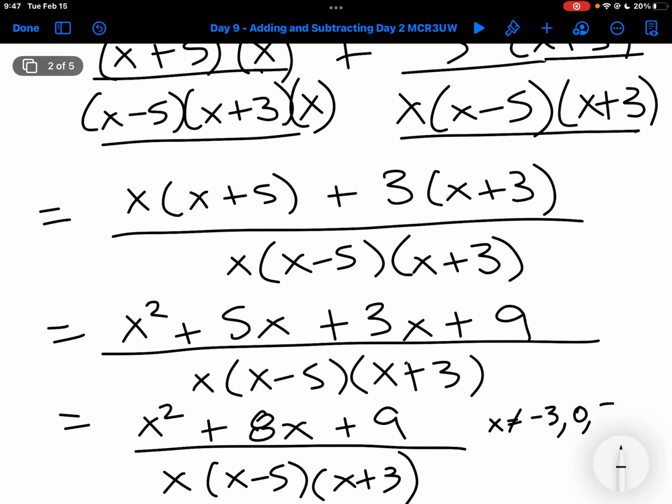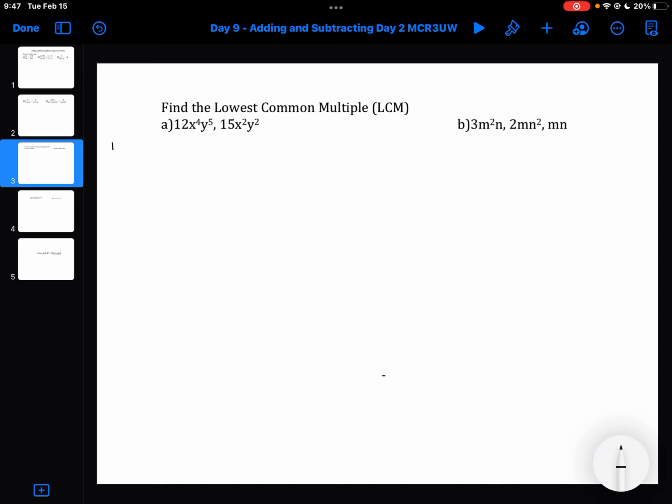The last thing that we're going to practice in this video is finding the lowest common multiple. So here we're really practicing finding the common denominator. We're going to pretend that these two are our denominators, and we're going to try and figure out what would be common between them, the lowest common multiple, to make our life easy.